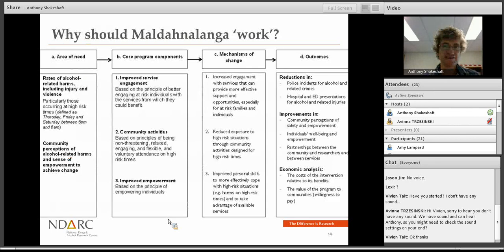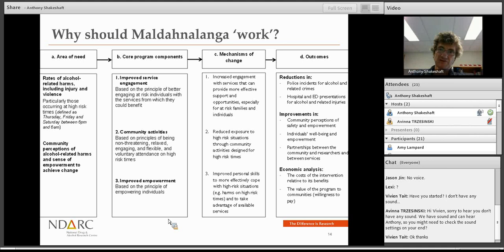So here's our program logic for the Maldahnalanga project. The area of need is alcohol-related harms, including things like injury and violence. So that's one thing we want to improve. And the second thing we wanted to improve was the sense that the community had that they could actually make the changes they wanted. So that sense of empowerment. The core program components and the activities are in the next column: improved service engagement, community activities, improved empowerment.